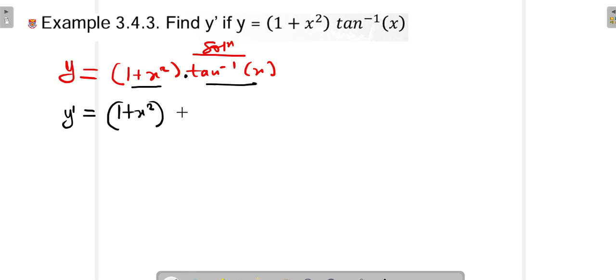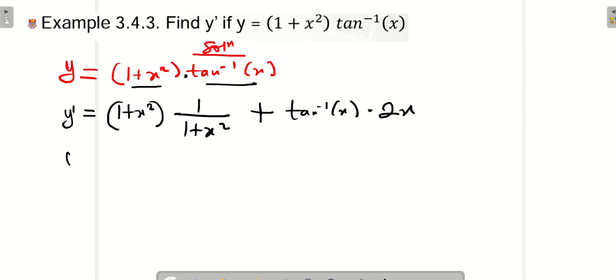So we will get 1 over 1 plus x squared. So you hold this and differentiate this. Plus, you also hold the tan inverse of x. Then you differentiate the first one. When we differentiate the first one, we will get 2x. We are done. So all what you need to do is to simplify.